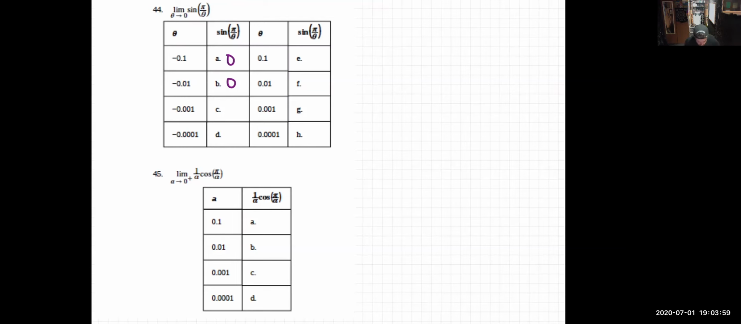So plugging in negative 0.01, you get 0. Plugging in negative 0.0001, we get 0. We'd actually end up getting 0 for every single one of these values. So now let's go ahead and plot this function, because we can infer that the limit as theta approaches 0 of sine of pi divided by theta should be 0. Let's plot this and see what we end up getting.